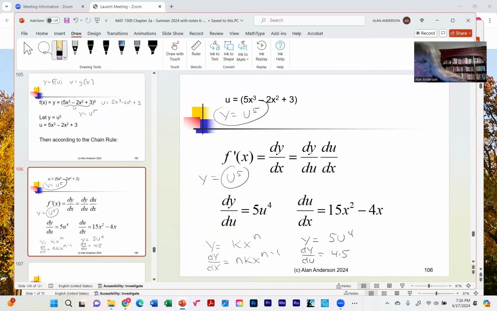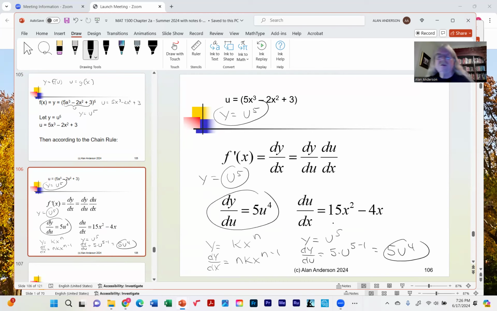So by letting y equal u to the fifth, dy/du, based on the power rule, is 5 times u to the 5 minus 1, which is 5u to the fourth. That's where this is coming from. In other words, we applied the power rule to y equals u to the fifth power.